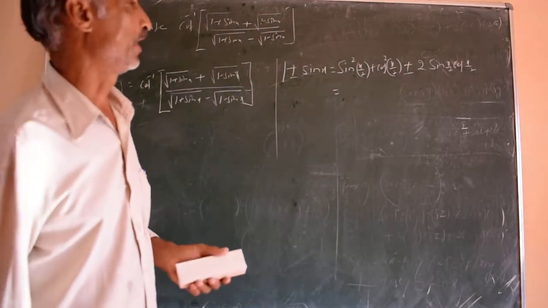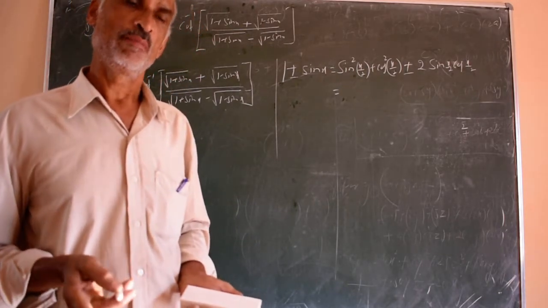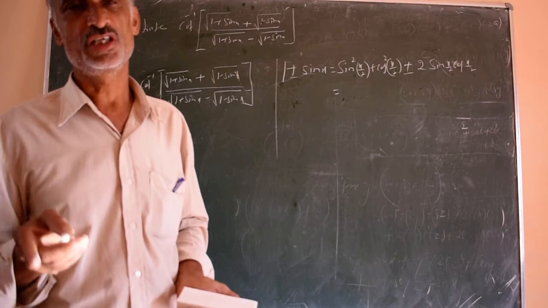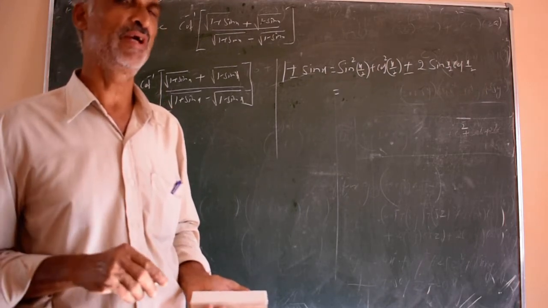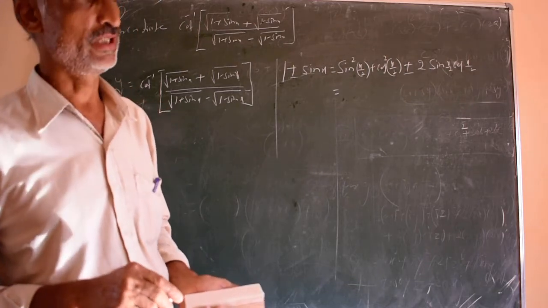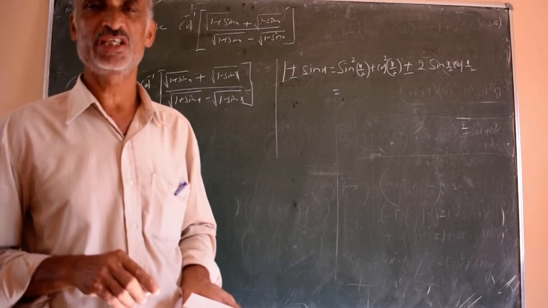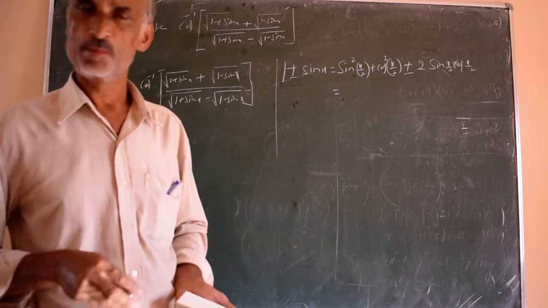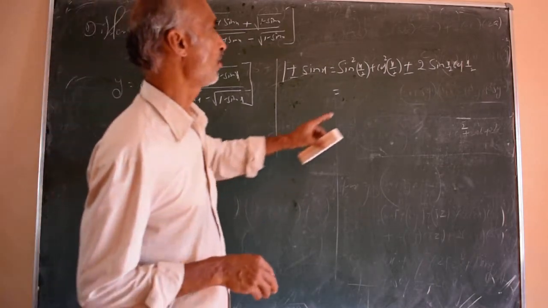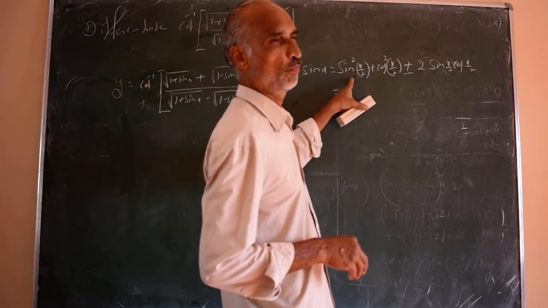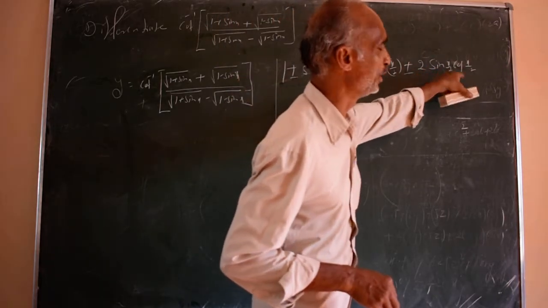Therefore, I will write it as the whole square. Mind that a plus b the whole square is the same as b plus a the whole square, and a minus b the whole square is the same as b minus a the whole square. Reading a plus b the whole square is a square plus b square plus 2ab, and b plus a the whole square is also the same, as 2ba is the same as 2ab.